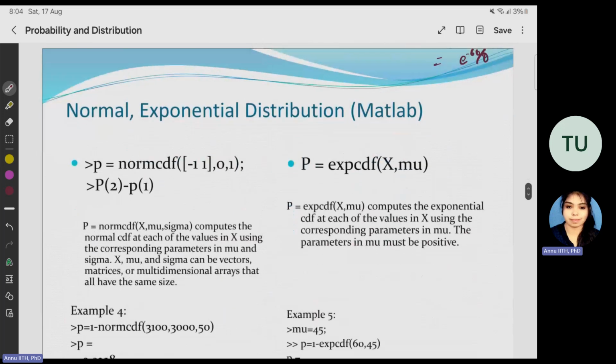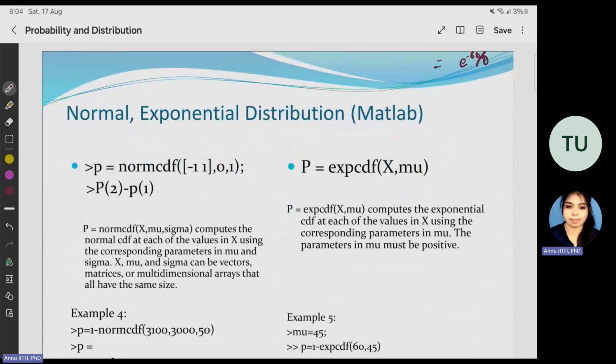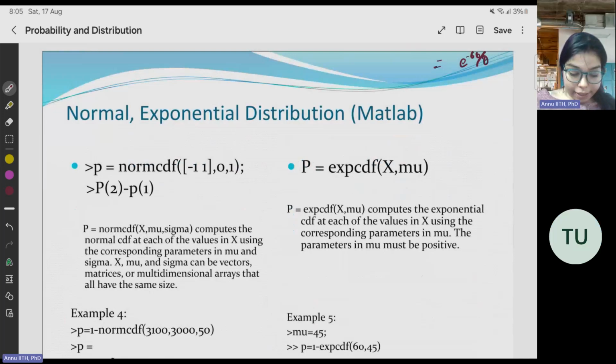Now we will see how it looks in MATLAB. In MATLAB, you will have the command P equals normcdf. It will compute the normal CDF at each value in x using the corresponding parameters mu and sigma. Sorry, my camera is switched off. You can see here that x, mu, and sigma can be vectors.